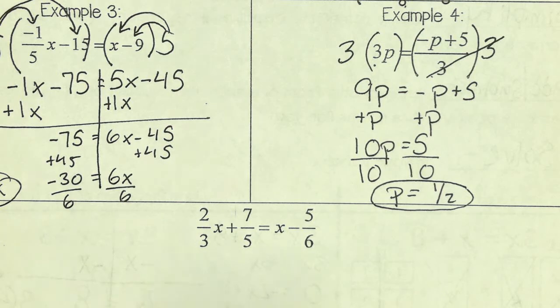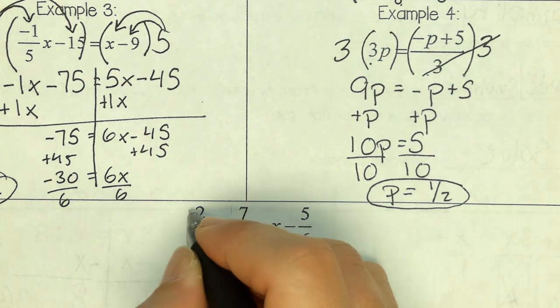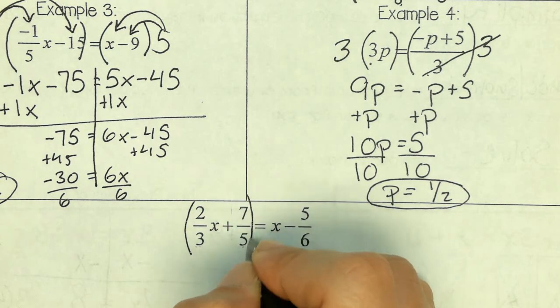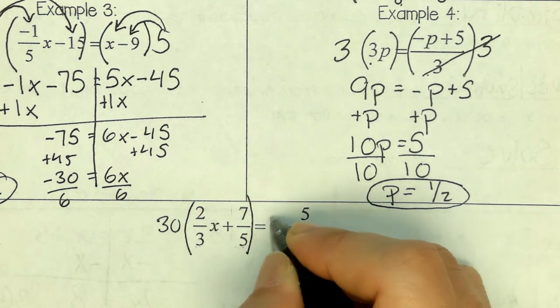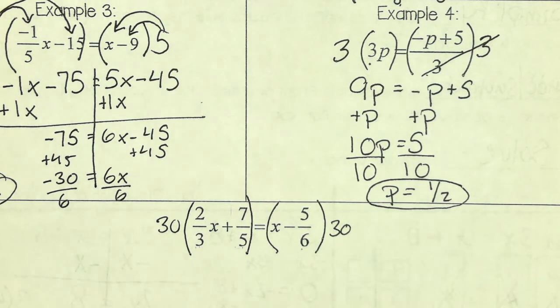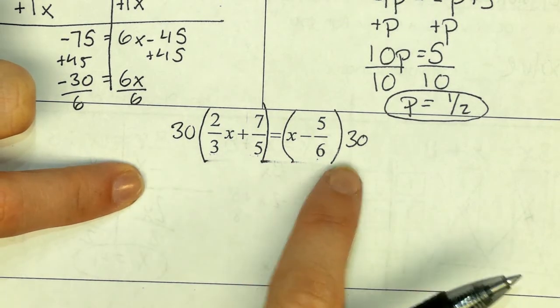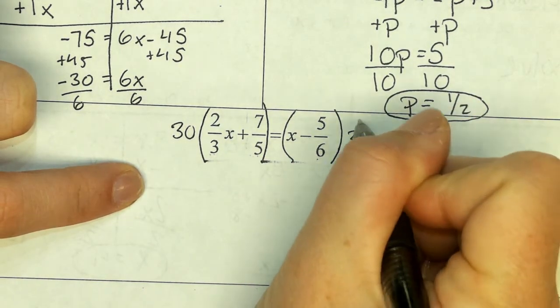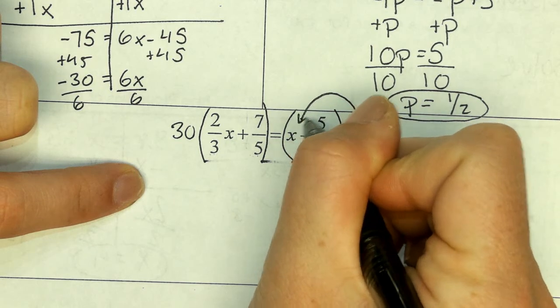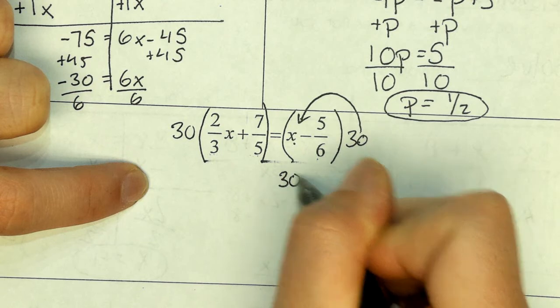All right, and the last one, our denominators are 3, 5, and 6. What is the least common multiple between these three numbers? 30, good. So we're going to take 30 and multiply both sides of this equation by 30. Usually, when your test day comes, you guys are pretty good at finding the least common multiple. And the mistake that you will make is you will forget this x. So this is 30 times x, which is 30x.